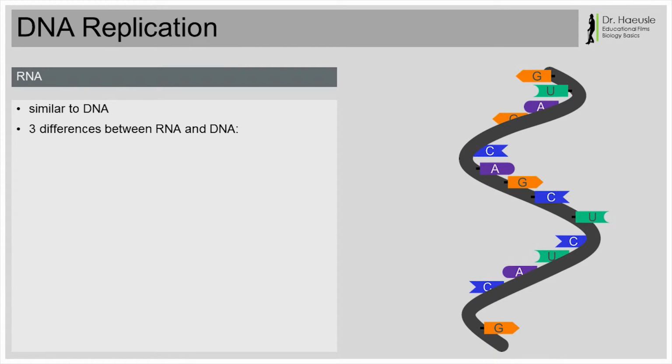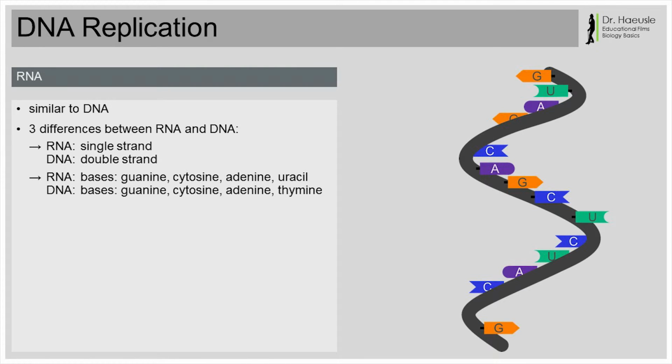However, there are three important differences. First difference, RNA is a single strand. DNA is usually a double strand. Second difference, the nucleotides of RNA are guanine, cytosine, adenine, and uracil. The nucleotides of DNA are guanine, cytosine, adenine, and thymine.